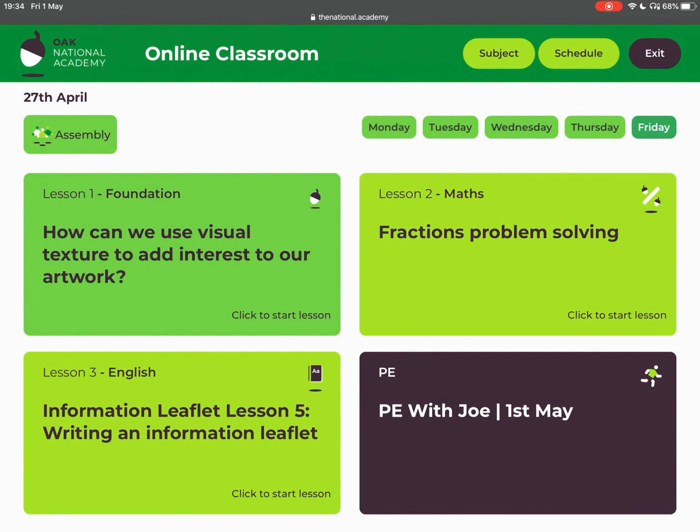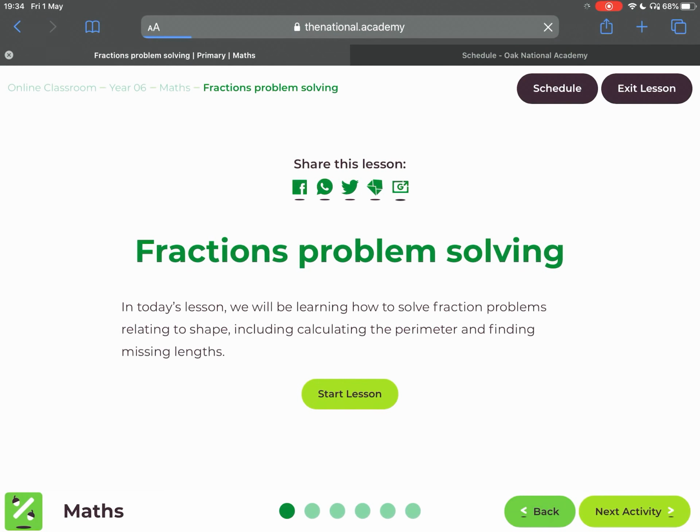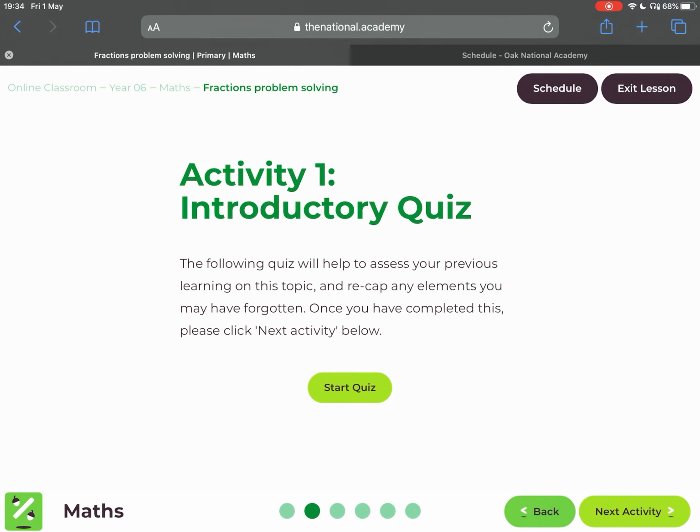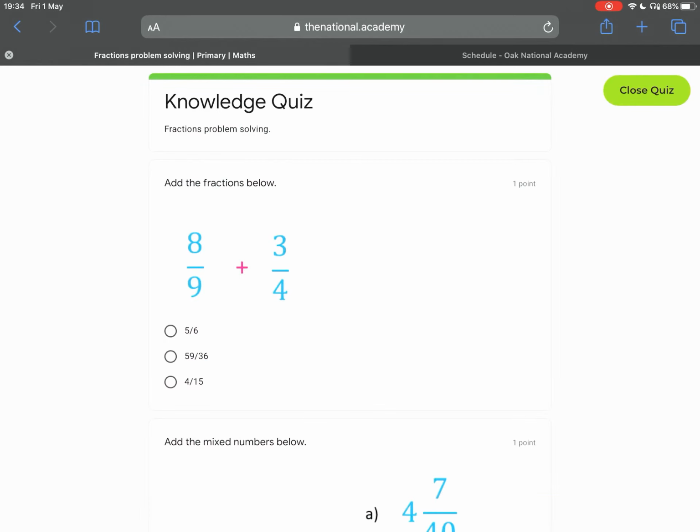Then you go to lesson 2, fractions problem solving. This is going to be your last lesson on fractions, at the end of the unit. In this lesson, you're going to learn how to solve fraction problems relating to shape, including calculating the perimeter and finding missing lengths. When you start the video, you're going to have your introductory quiz. Add the fractions below: 8/9 add 3/4. We need to convert those.